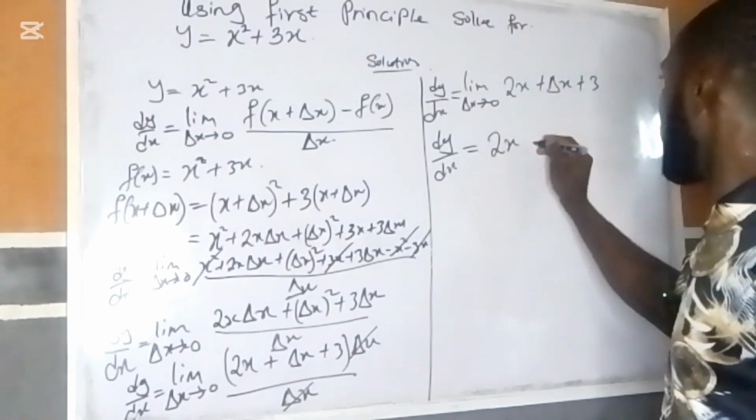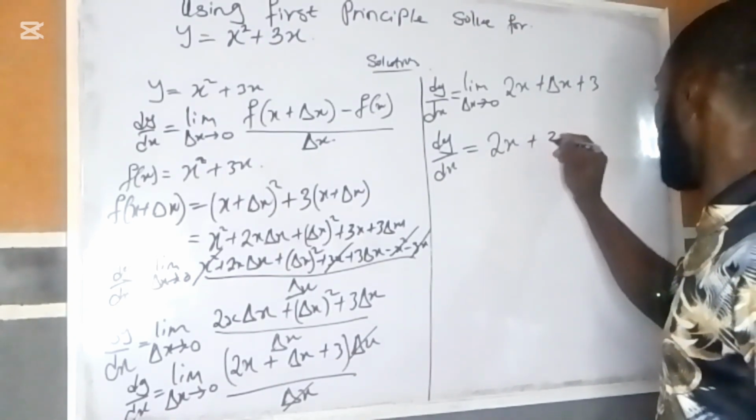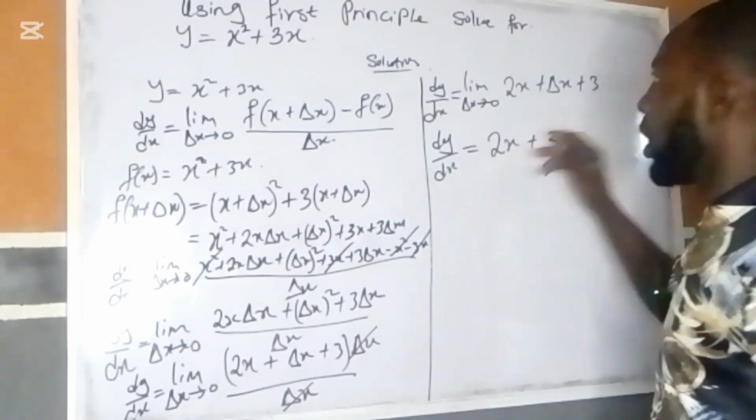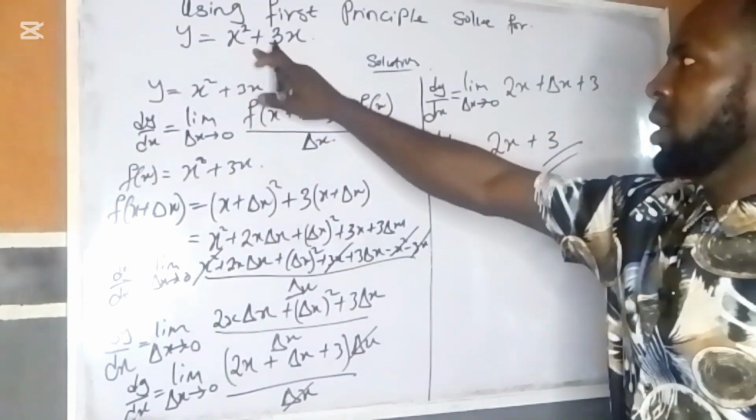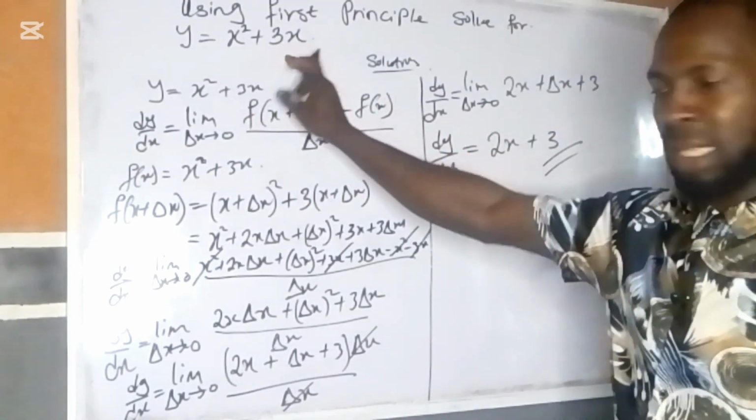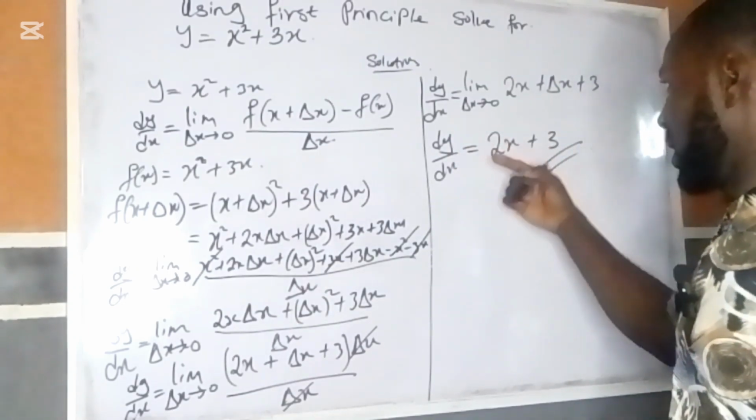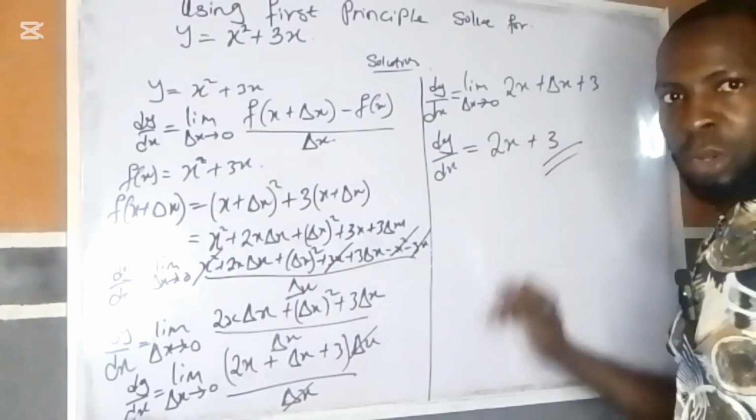So when it turns to 0, our dy all over dx is equals to 2x, this is 0 already, then plus what remains here, which is 3. This implies that dy dx of this function, y is equals to x squared plus 3x, differentiating with respect to x, is the same as 2x plus 3.